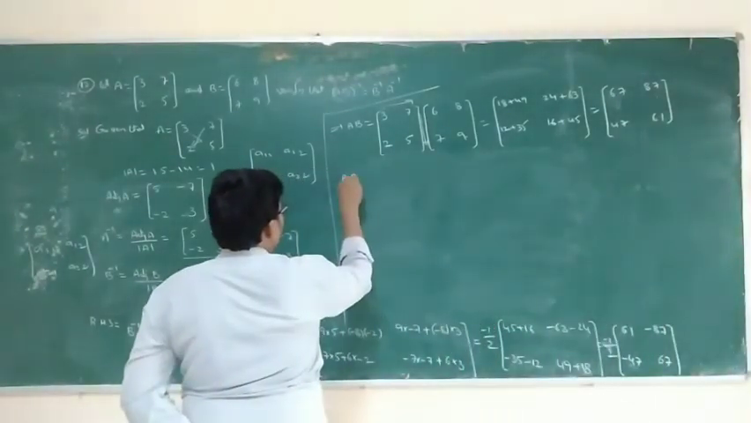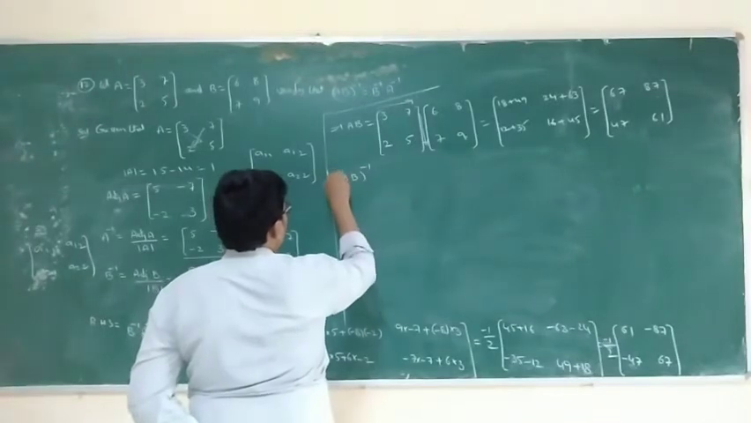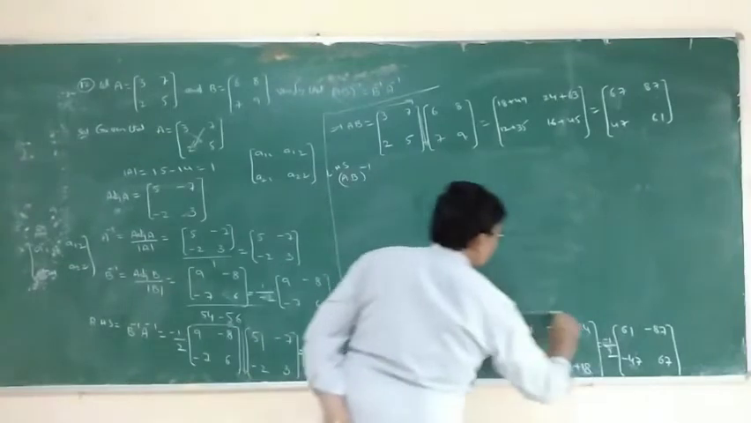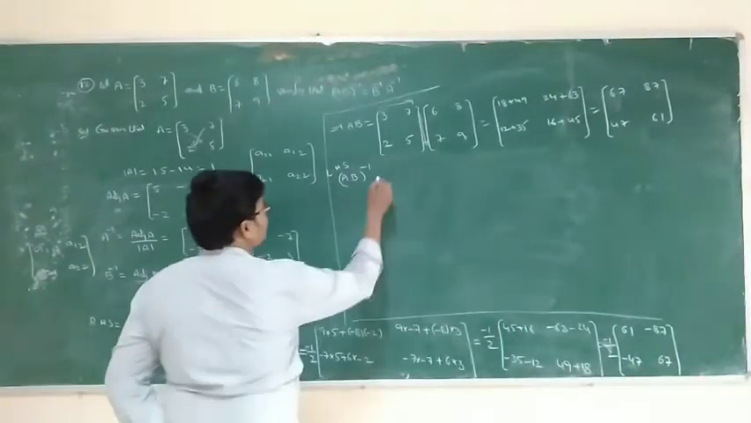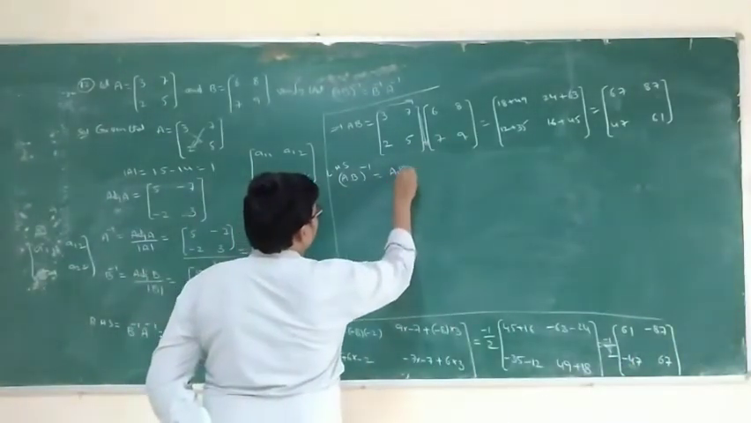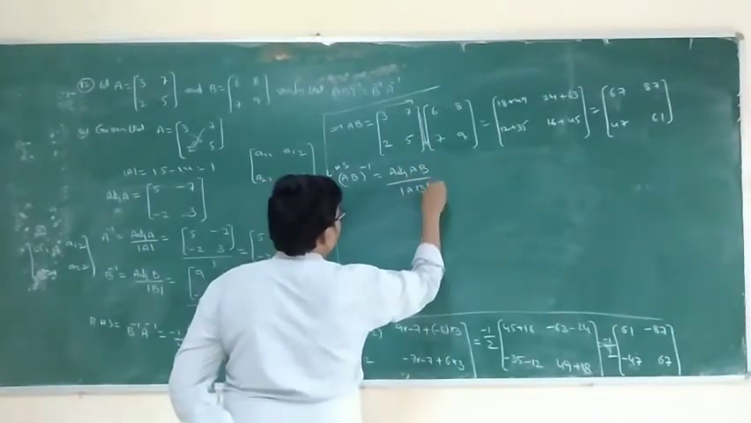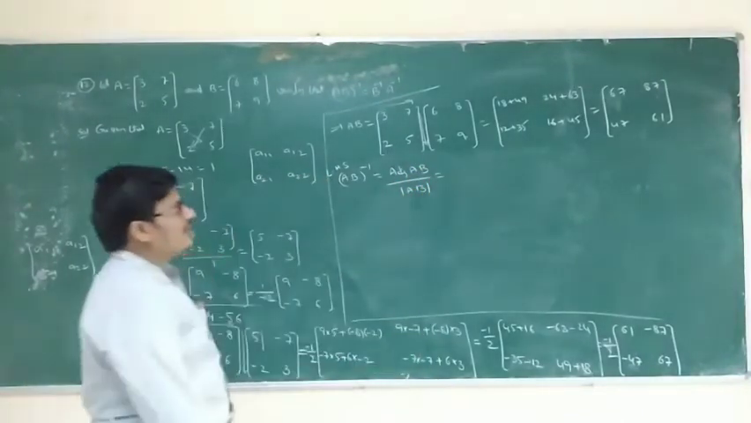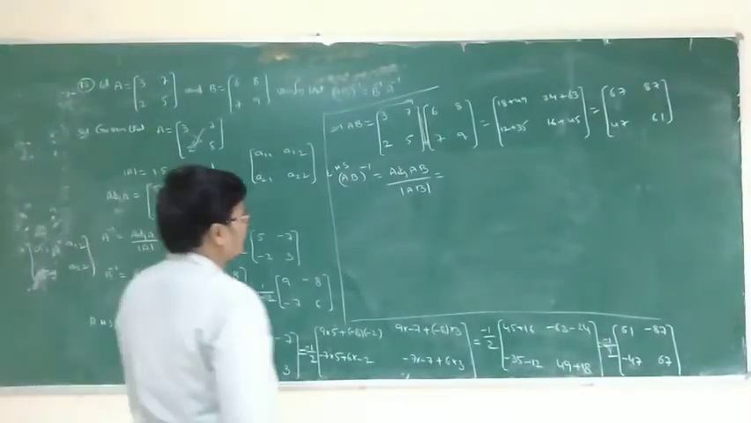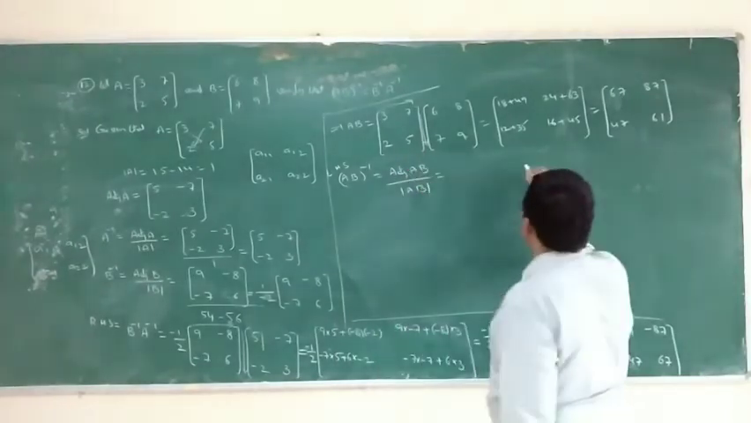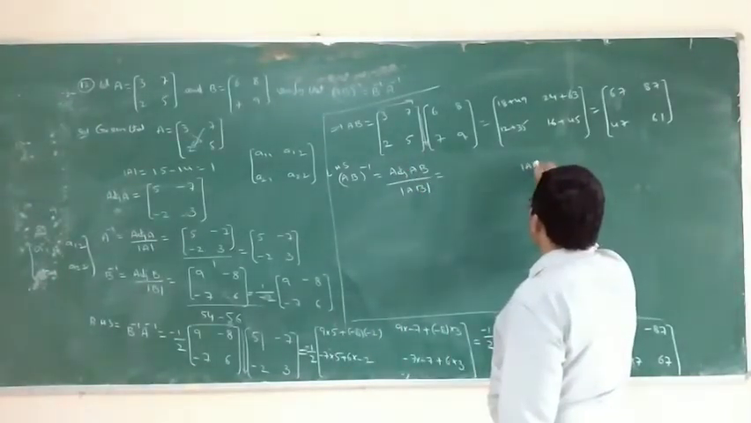So AB whole inverse. Next, what is the LHS? AB whole inverse is equal to, how to find out AB whole inverse, is equal to adjoint AB by det AB. So first we have to find out det AB. This is AB. Determinant of AB.